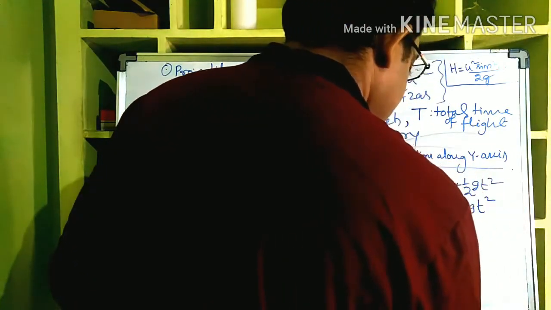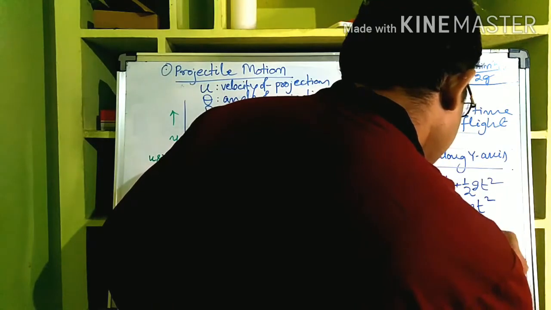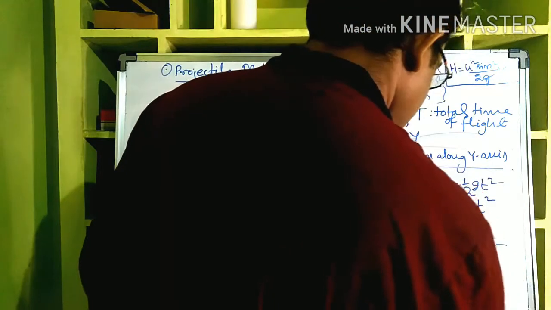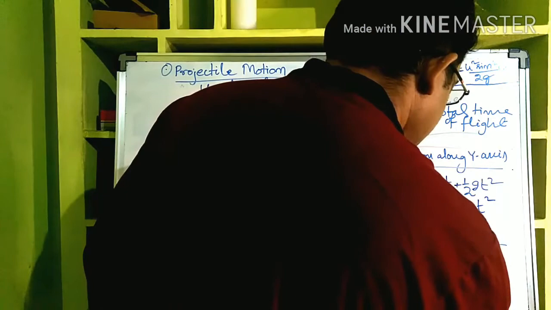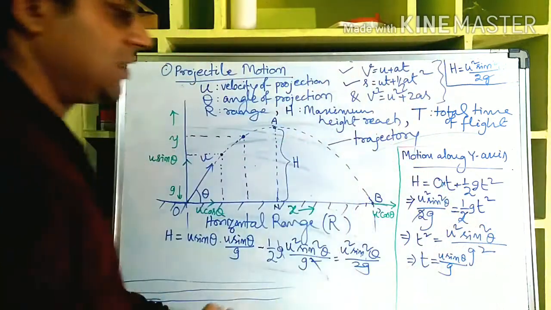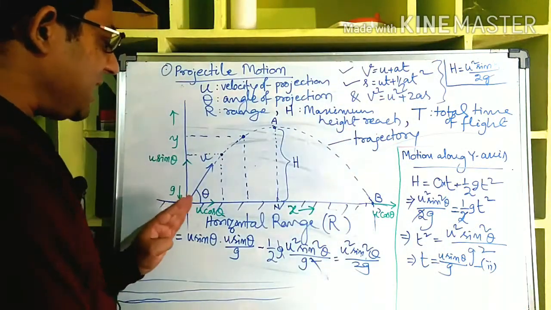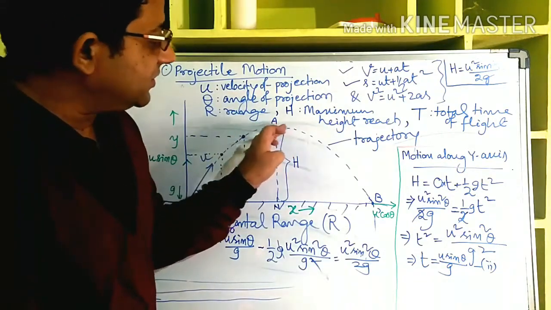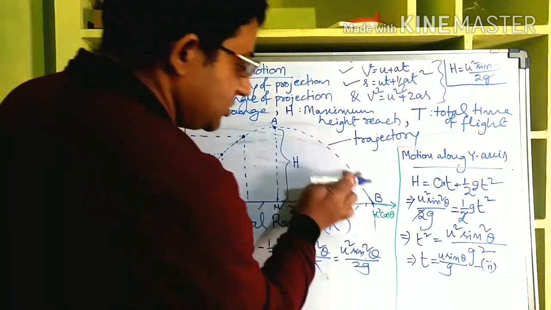Now h is equal to u square sine square theta by 2g is equal to ut plus half gt square. This half, this 2 got cancelled. Now t square is equal to u square sine square theta by g square. Implies that t is equal to root under this much, u sine theta by g. Now let us call this equation 2. In equation 1 we got the time which is taken to reach A. In equation 2 we got the time which is taken to reach from A to B. Now this was also u sine theta by g, this also is u sine theta by g.